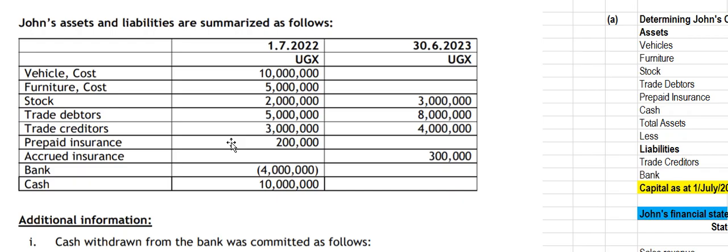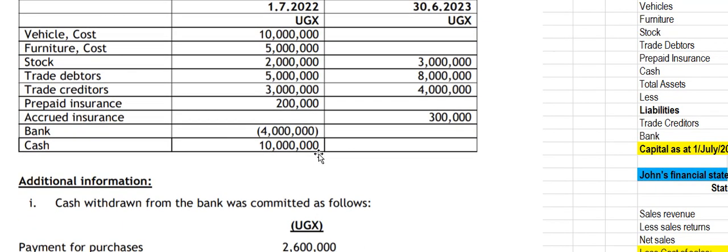When you look at the details about assets and liabilities, you'll see that for some assets you have the opening balances without the closing balances. For example, vehicles, furniture, you know the opening balance, but you don't know the closing balance. When it comes to bank and cash, we have the opening balances, but we don't know the closing balances. The closing balances are missing as at the end of the year, as you can see.